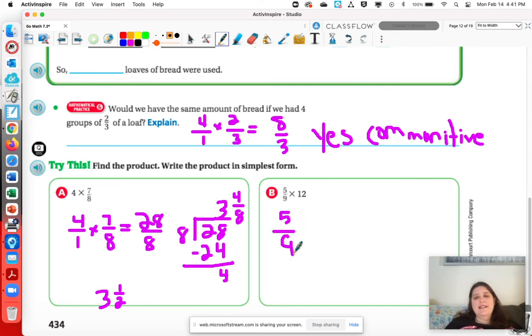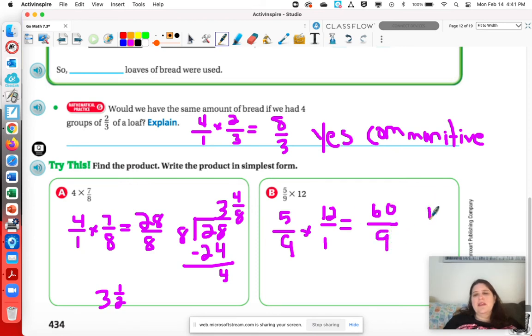Alrighty, let's do 5/9 times 12/1. 5 times 12, I always think of a clock. How many minutes are in a clock? There's 12 hours on the clock, so we should know that should be 60, right? And then a 9. And divide. 9 times 7 is 63, so that one's too high, so I have to do 9 times 6 is 54. And I subtract, borrow, I get 6.